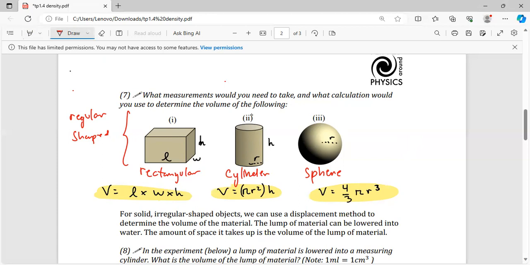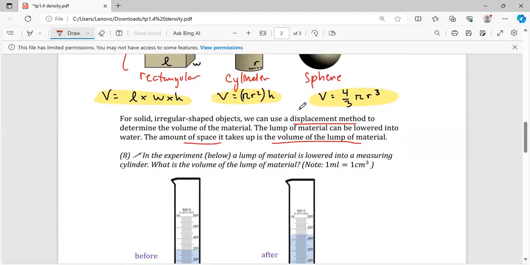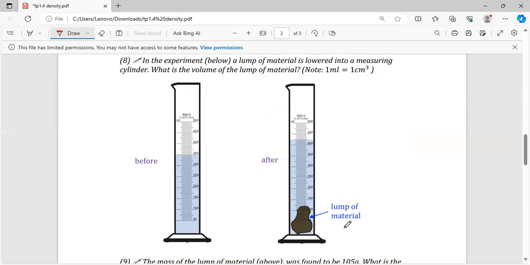For a solid irregular shape object, we can use the displacement method. This is the one that I already told you before, to determine the volume of the material. The lump of material can be lowered into water. The amount of space it takes is the volume of the lump material. This is how you use this method to find the volume of the lump material, which is the irregular shape here. In this experiment, a lump material such as a stone is lowered.